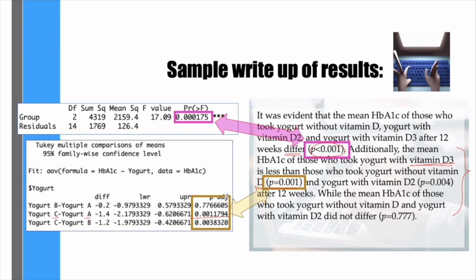And yogurt with vitamin D2. So this is C versus B. So that is 0.004. While the mean HbA1c of those who took yogurt without vitamin D, so this is yogurt A, and yogurt with vitamin D2, this is yogurt B, did not differ. So that is A versus B, in which the p-value is 0.777.